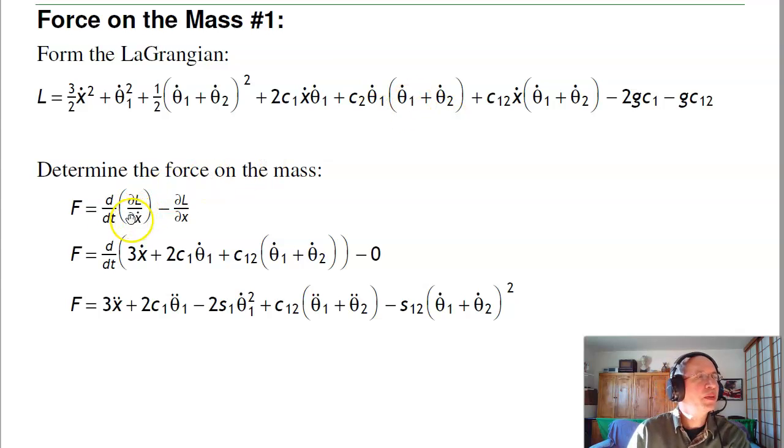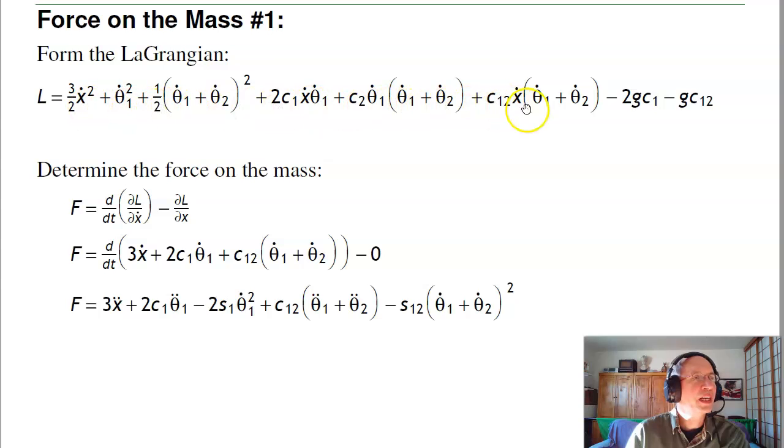So starting with the base, the force on the base is the full derivative with respect to time of the partial of L with respect to x dot, minus the partial of L with respect to x. The partial of L with respect to x dot is, here's an x dot, gives you 3 x dot. Here's an x dot, plus 2 cosine theta 1 theta 1 dot, and here's an x dot, plus cosine of theta 1 plus theta 2 times theta 1 dot plus theta 2 dot.